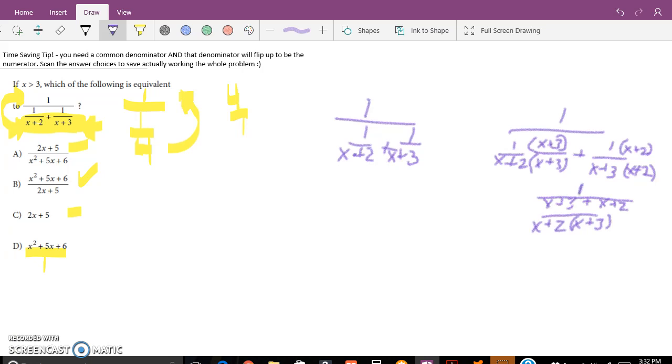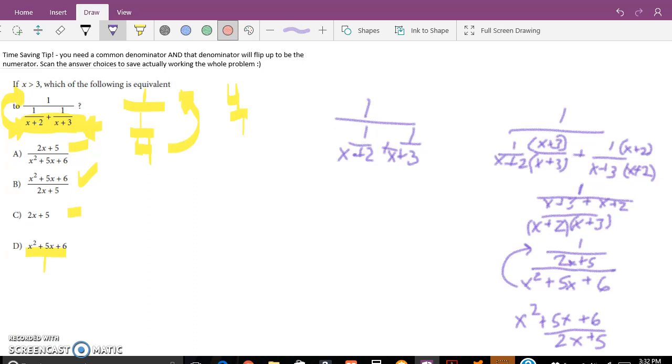Okay, and then x plus 2 times x plus 3 is x squared plus 5x plus 6. And this is over 2x plus 5. But because this is a reciprocal fraction, this denominator is going to end up in the numerator. So our answer is x squared plus 5x plus 6 over 2x plus 5.